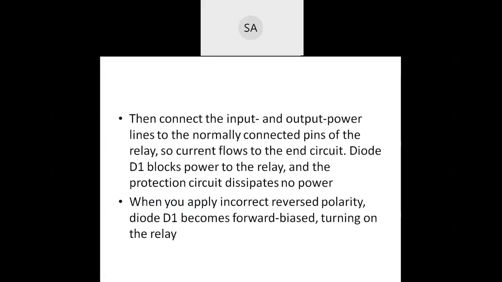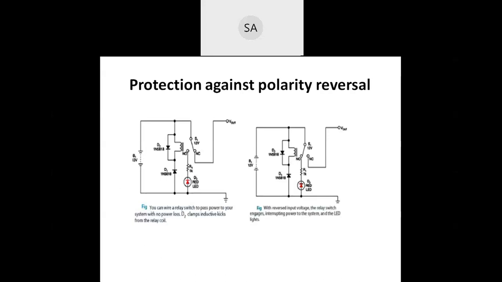Then connect the input and output power lines to the normally connected pins of the relay. So current flows to the end circuit. Diode D1 blocks the power to the relay, so the protection circuit draws no power. Here D1 blocks the power to the relay because it is normally in the off state.